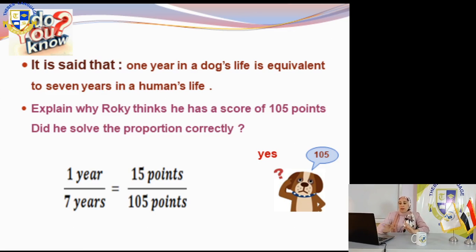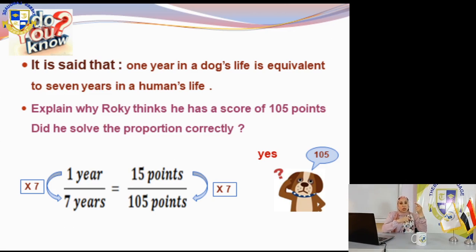Yes, we said that 1 year in dog's life equals 7 years in human's life. So we multiply 1 by 7 to get the 7 years. So if Rocky has 15 years, I'll multiply 15 by 7, so it's equal 105 years in human's life. Okay, this is our proportional.